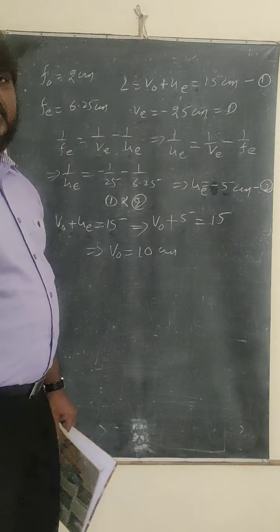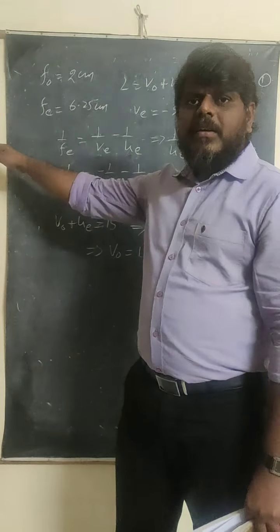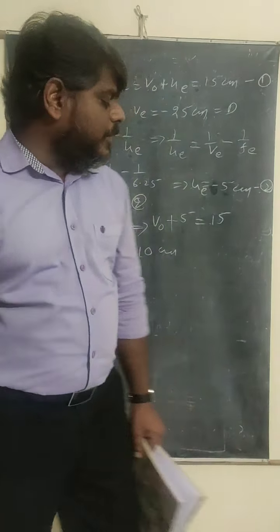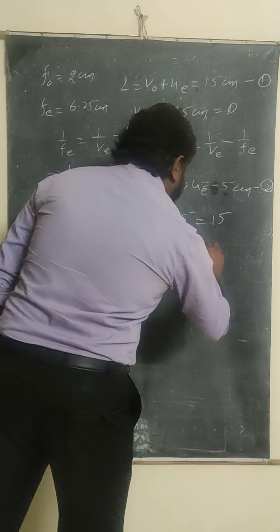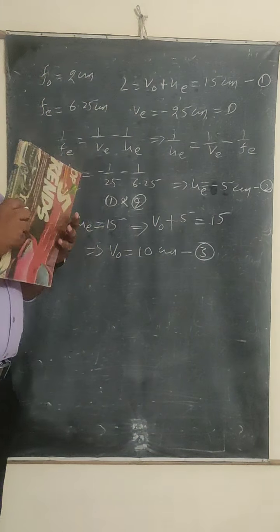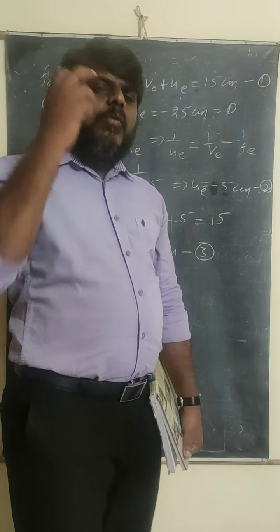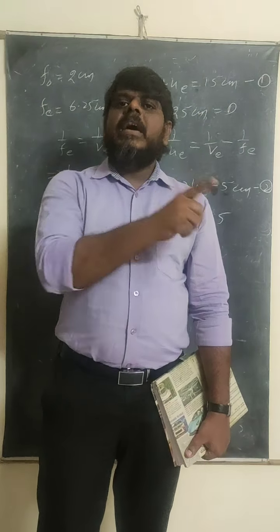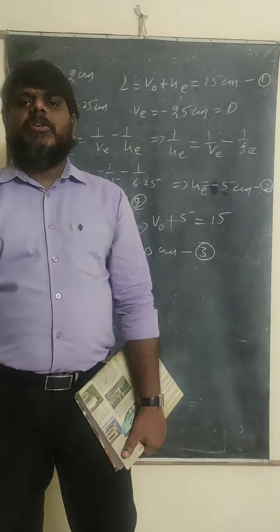Is V naught plus or minus? Definitely V naught is plus, because the object is taken on the left hand side and the image is produced by the objective lens on the right hand side. So you get a positive value. V naught is equal to 10 centimeters. You can call it equation number 3. Now, what is the problem asking finally? The problem is asking at what distance the object should be placed so that the final image is produced at the least distance of distinct vision. That means we need to find the U naught value.